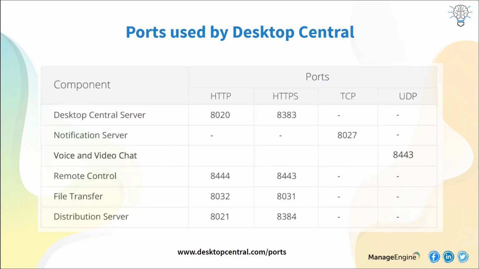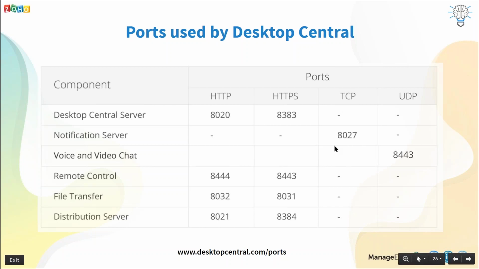Ports that are used by Desktop Central. Desktop Central runs primarily on 2 ports, 8383, which is HTTPS, or 8020, which is HTTP. All the agents talk to the server using these 2 ports. There is another port, that is 8027, which is used by the notification server. And this port is used for all on-demand activities like initiating a patch scan, triggering remote control or software deployments, or configurations for the like. We will talk about the uses of this port in upcoming slides.